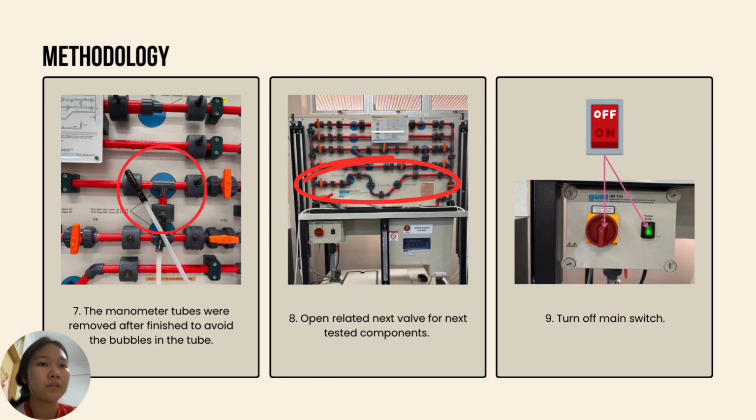Then the manometer tubes were removed after finishing to avoid bubbles in the tube. Open the related next valve for the next tested components, which are the Y-type, T-type, and 90-degree bend, and so on. Lastly, turn off the main switch.